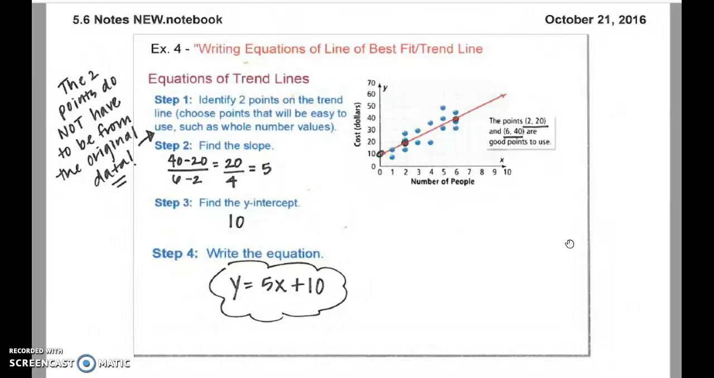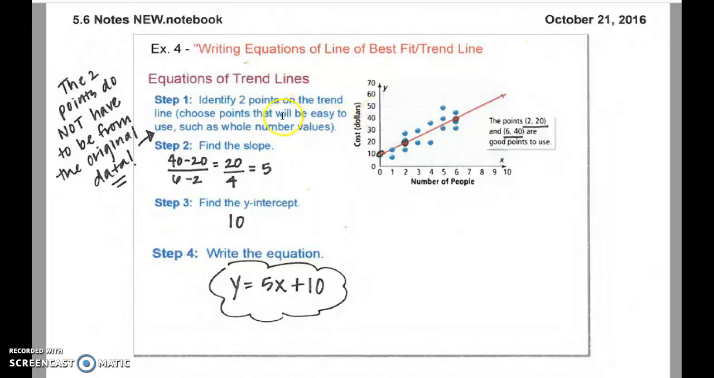Just wanted to finish the 5.6 notes with you, which we got started on Friday. Remember, we're talking about scatter plots, lines of best fit, possible trend lines, and making predictions for the future based off of given data. So I do believe we left off and are ready for example number 4, writing equations of lines of best fit, also known as trend lines.